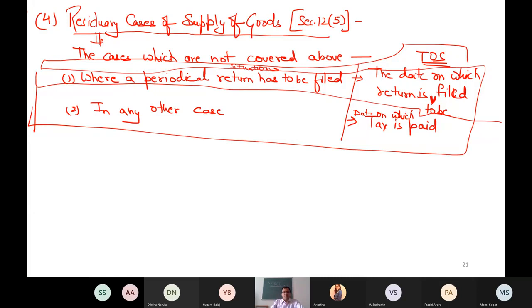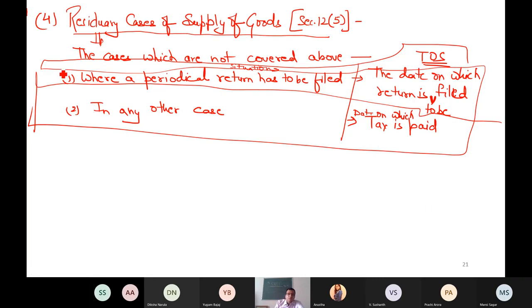Okay, so 99.99% of cases are by default covered in section 12.2, 12.3 and 12.4. Still an exceptional case can come, and that is why the Act has this provision. If you are a supplier who is supposed to file a periodical return, then the due date by which that return has to be filed becomes the time of supply for you. And in any other case where no return has to be filed officially, then the date on which you have paid the tax becomes the time of supply. This is my 12.5, and still one last subsection.